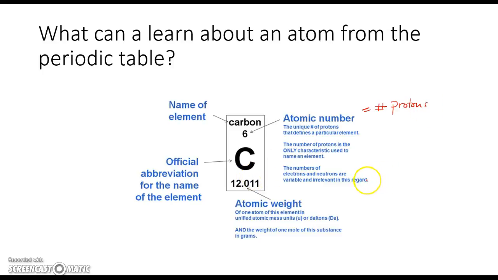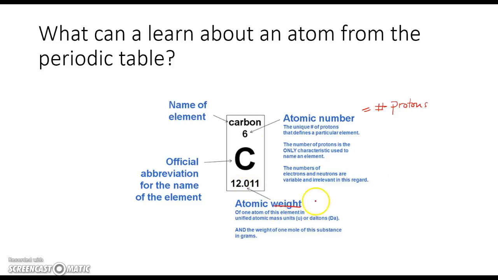So whenever an element has 6 protons, it is always carbon, no exception. Whenever an element has 1 proton, it is always hydrogen. If it has 8 protons, it's always oxygen. And below here you find the atomic mass.